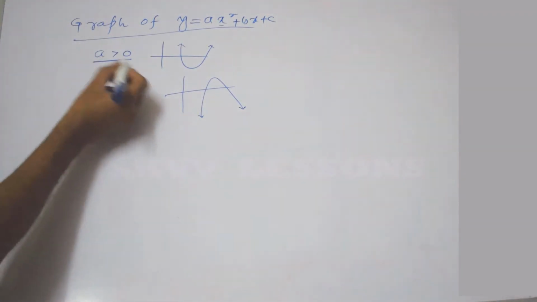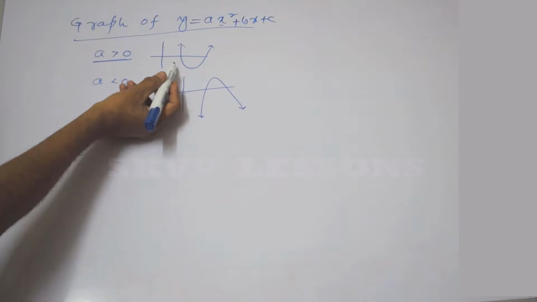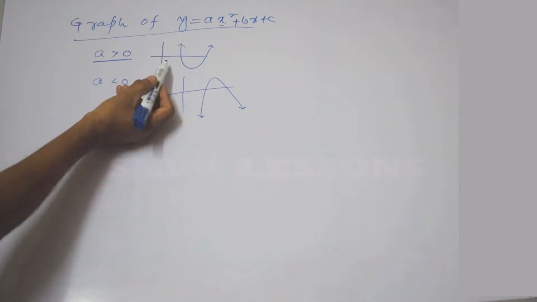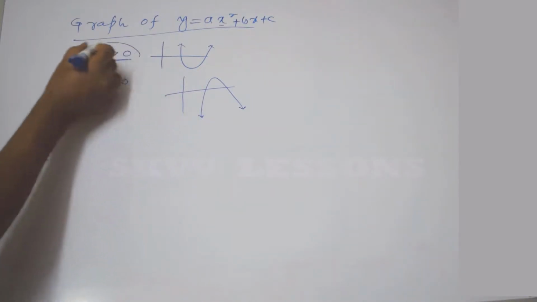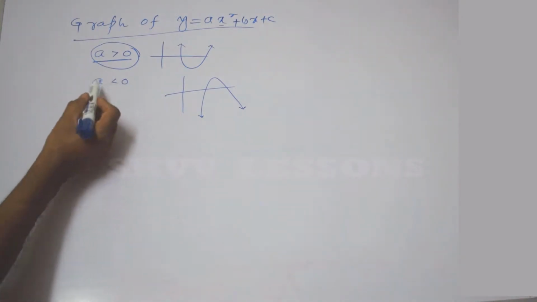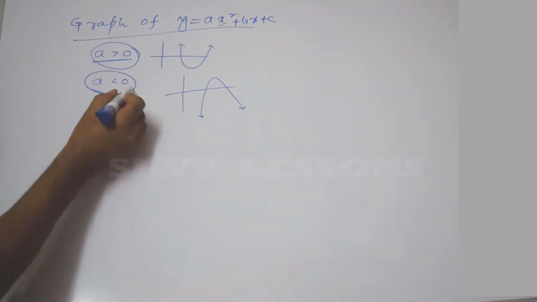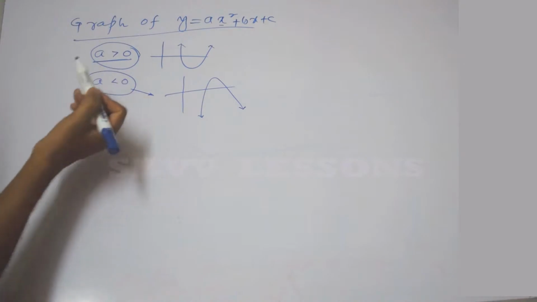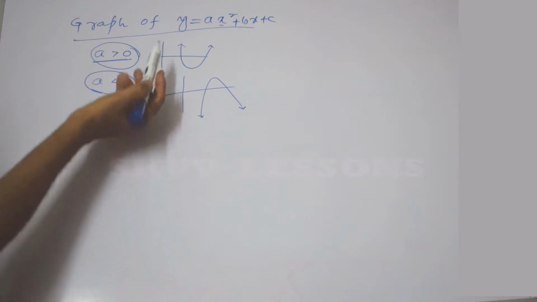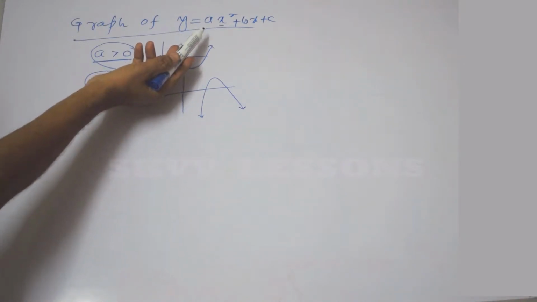In fact, there are three different types of graphs possible whenever a is positive, and similarly, whenever a is negative, there are three different possibilities. That depends on the discriminant of the quadratic equation.